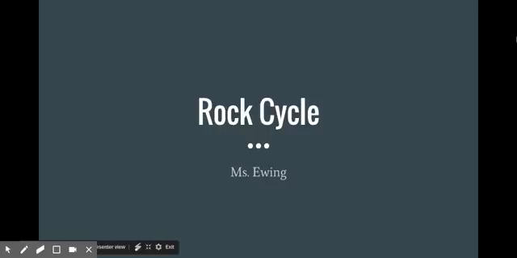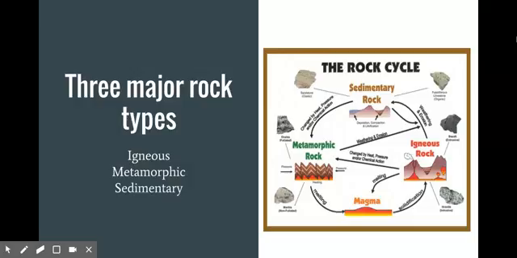Atoms are the building blocks for minerals, and minerals are the building blocks for rocks. So this is kind of where we've been going with all of this. So we're going to start talking about the rock cycle and the various types of rocks. First you should know that there are three major rock types: igneous, metamorphic, and sedimentary.